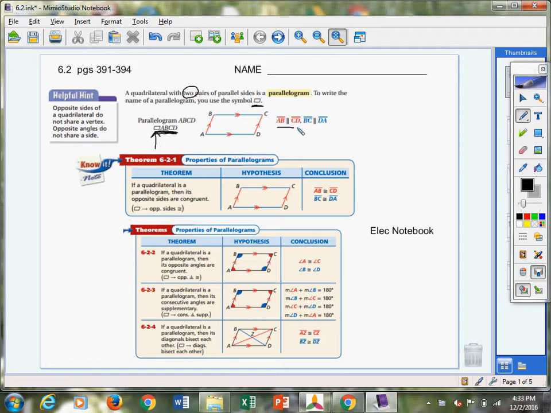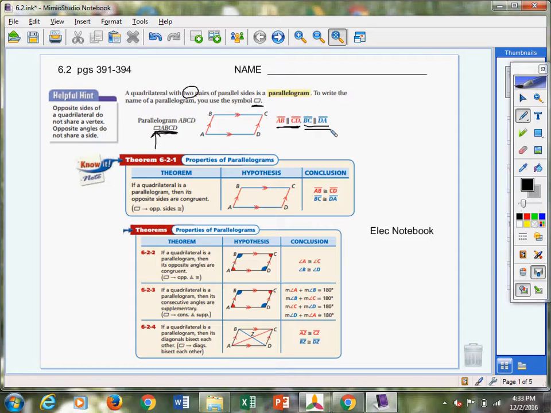And this is what you notice in red, AB and CD are parallel to each other, and we show that with a single arrowhead, and then BC and DA are parallel to each other, and we show that with a double arrowhead. So that's how you distinguish between your pairs of parallel sides.